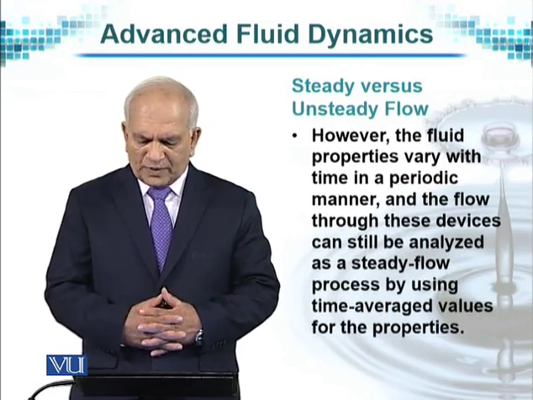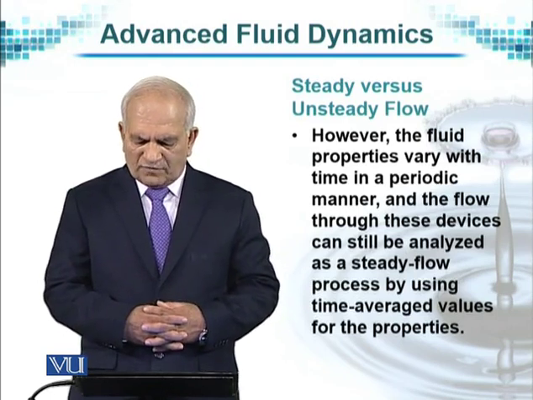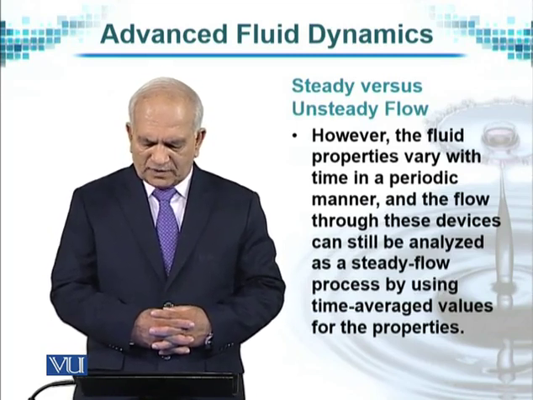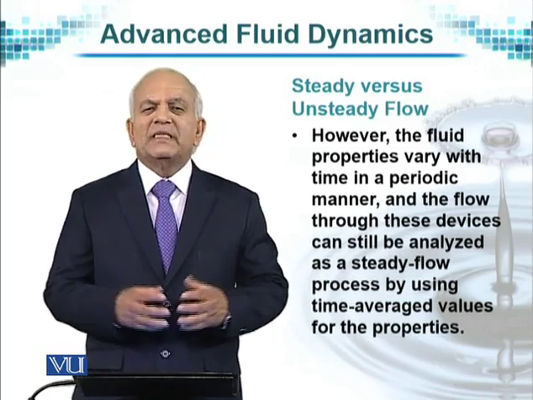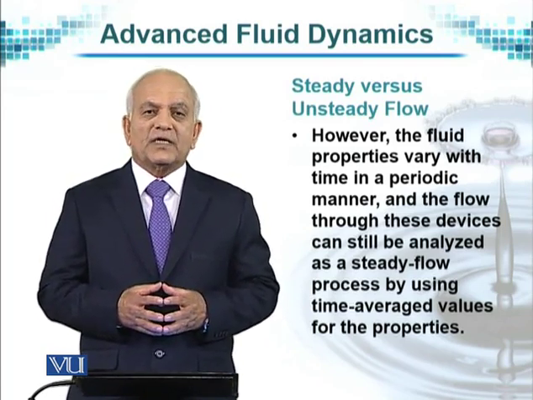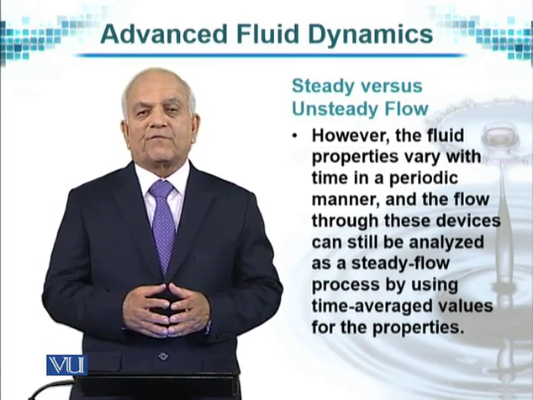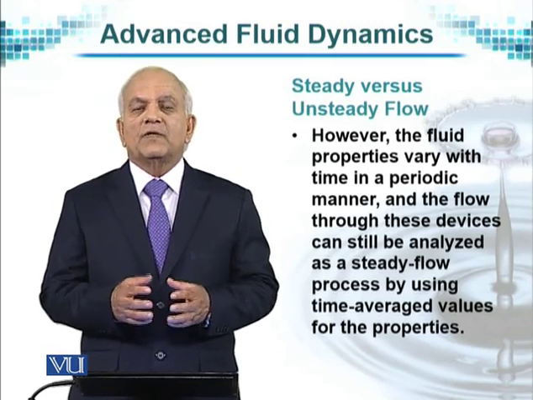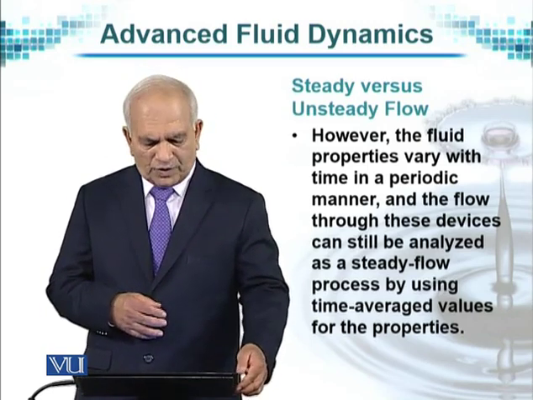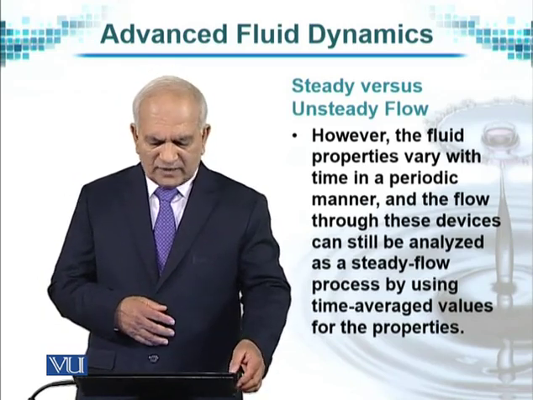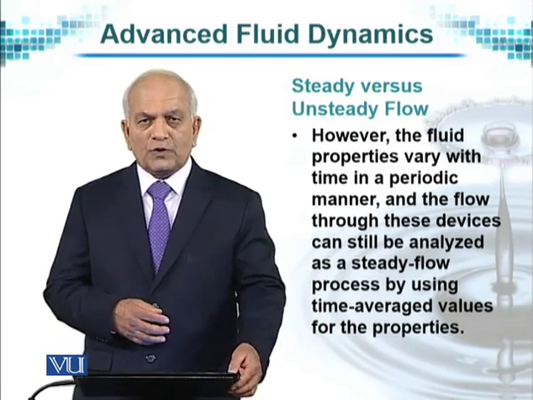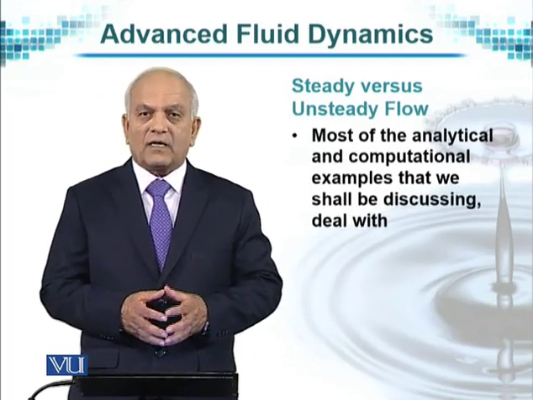However, the fluid properties vary with time in a periodic manner, and the flow through these devices can still be analyzed as a steady flow process using time average values of the properties, meaning thereby that the initial conditions of a fluid flow may be unsteady, but we consider the time average, the long-term perspective, and then we look for a solution which applies only to the specific type of flow that has been considered and solved with the equation. So at this time, we are pointing out these things so that we understand the differentiation between different aspects of flows that will be considered and where these conditions are applied.